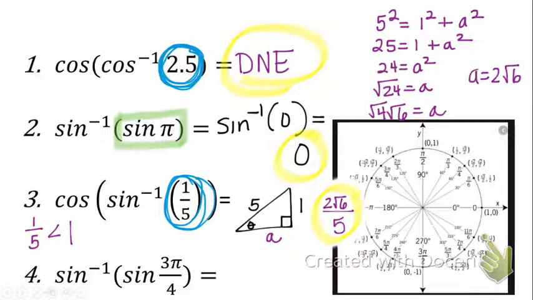Number 4, you need to figure out the sine of 3 pi over 4 and then do the inverse sine of that angle. So number 4 is 2 questions in 1. So take a moment and see if you can answer that one by yourself.